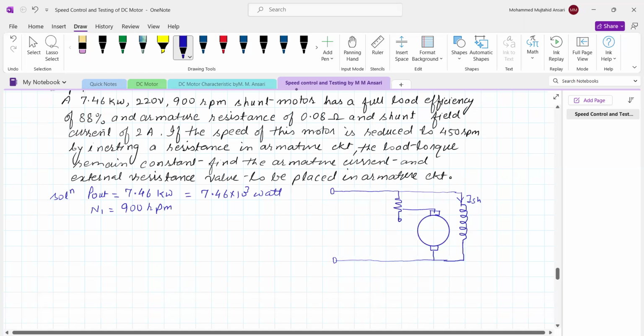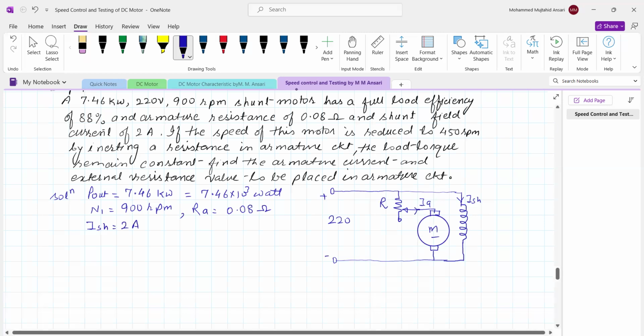So this is ISH and this is the armature current IA, the external resistance let it be R, this is the motor and it is applied 220 volt. So this is the positive and negative supply voltage. Now the armature resistance is given as RA is equal to 0.08 ohm, whereas the shunt field current ISH is given, it is 2 ampere.